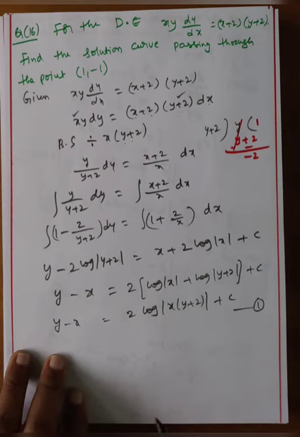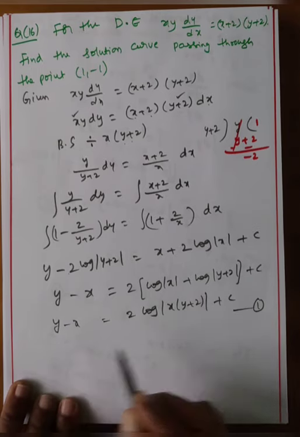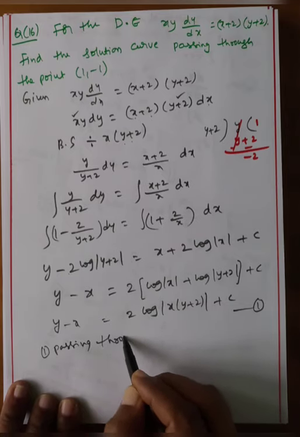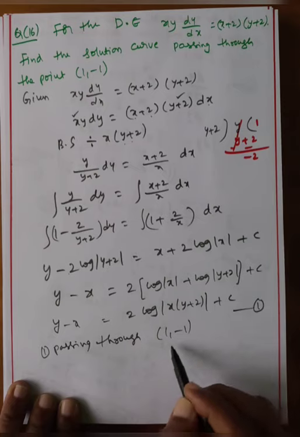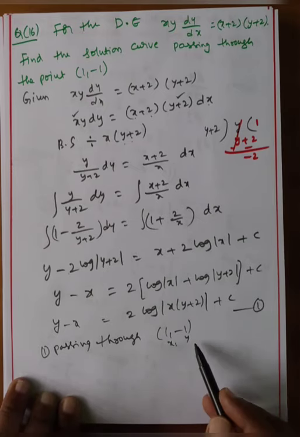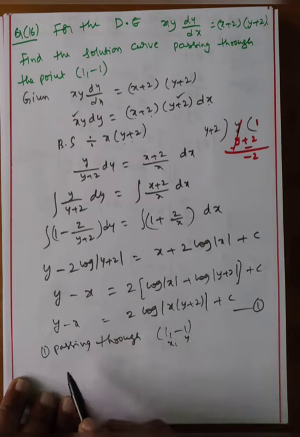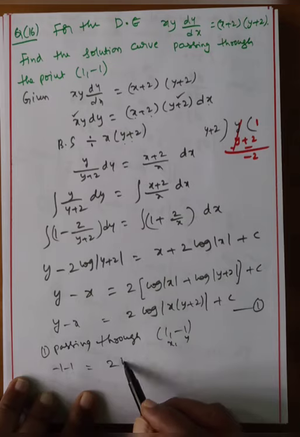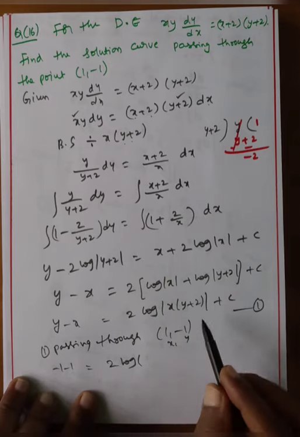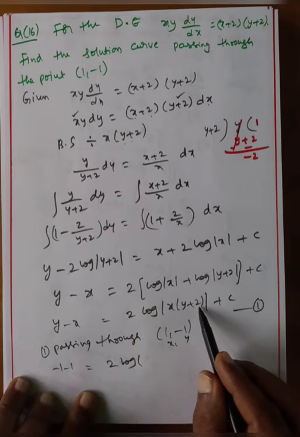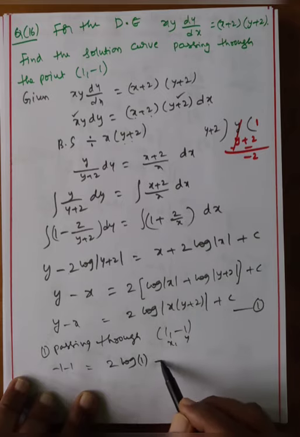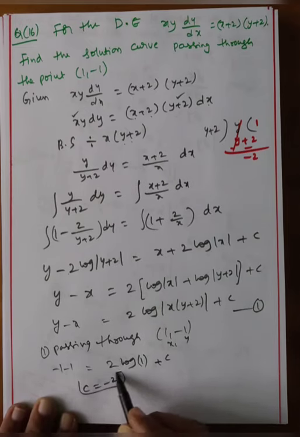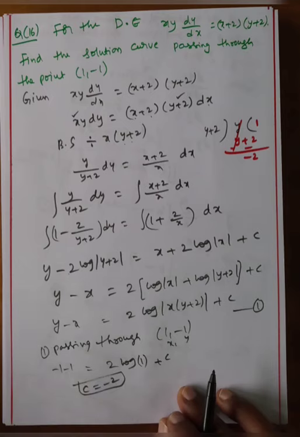Now substitute the values. The curve passes through the point (1, -1), where x is 1 and y is -1. Substituting: -1 - 1 = 2 log[1 times (-1+2)] + c, that is 2 log 1 + c. Log 1 is 0, so c = -2, my dear students. I hope you understood. So c is equal to -2.